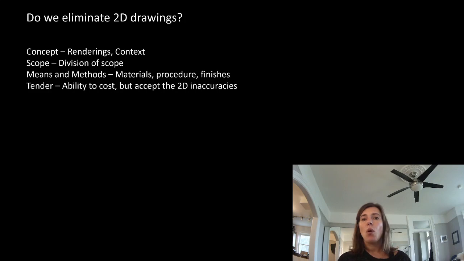Means and methods. What are the materials being used? What's the procedure for making them? What kind of finishes do we need? That all needs to be in a 2D element. And tender. A lot of this geometric resolution can be happening before tender, but would also continue to happen after tender. But you need to be able to go out with something to bid, and that's where having a 2D drawing could really help.